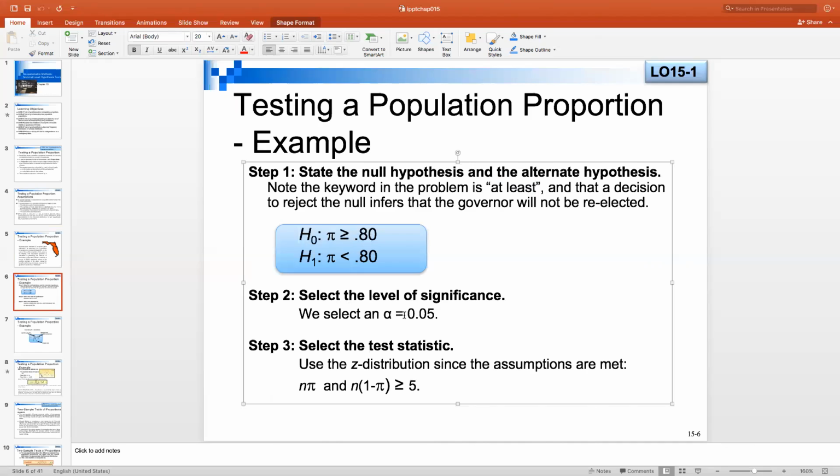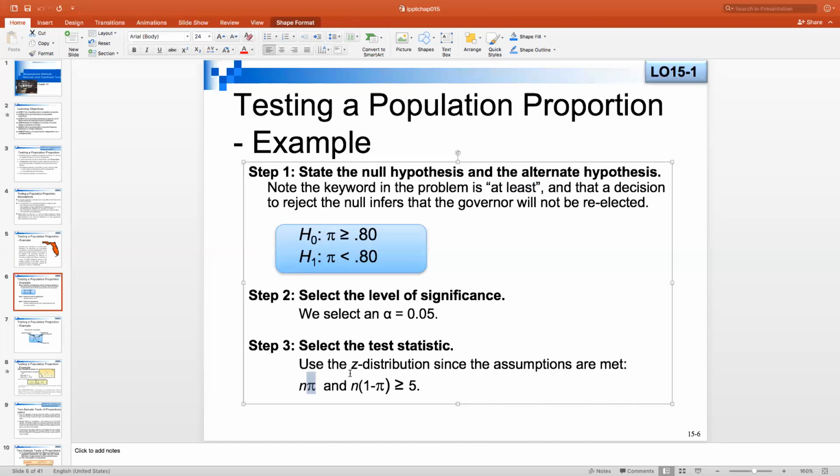So select the level of significance. Let's choose an alpha of 0.05. And then select the test statistic. We're going to use the Z because we've met the assumptions. We see an N of, what's our N? 2,000. Okay, and then what's our pi? Pi is equal to what? Yep, pi is equal to 0.8. It says greater than or equal to, but the equal to means pi is 0.8.